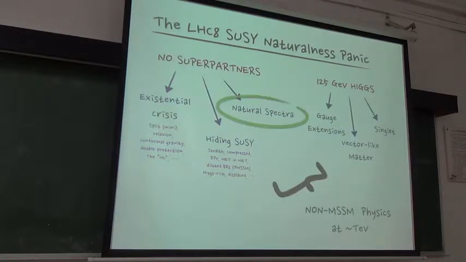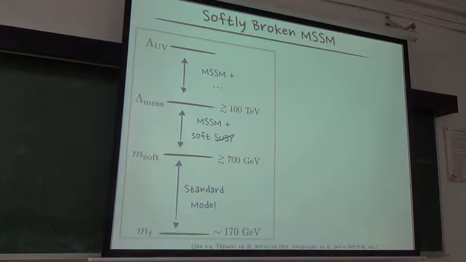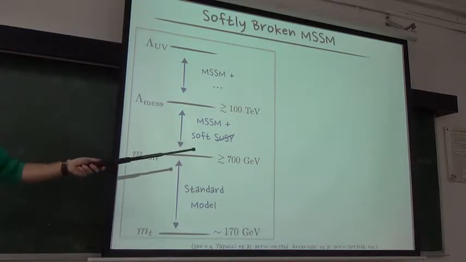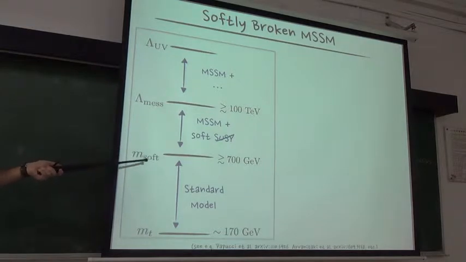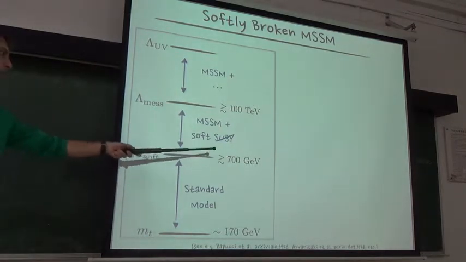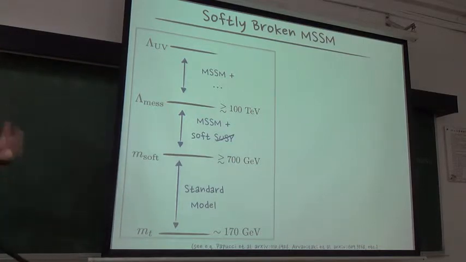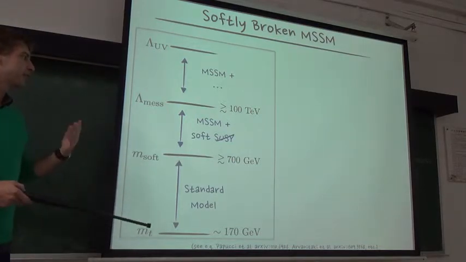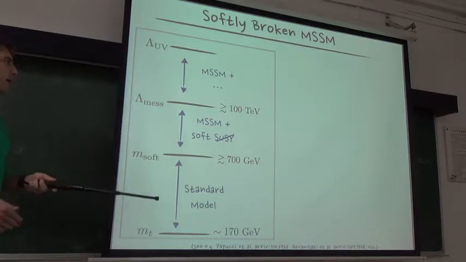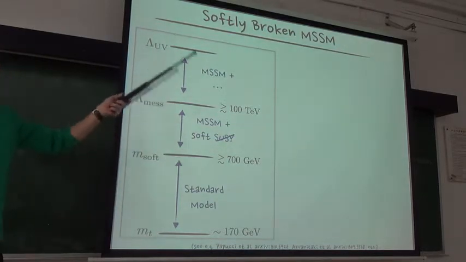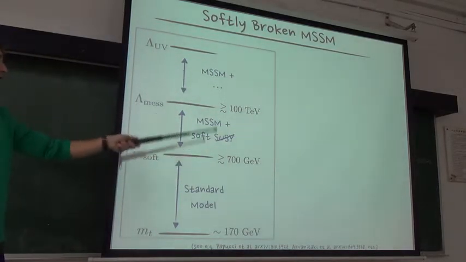Okay, so let me just go a little bit deeper into this idea of the natural spectrum. The general picture for supersymmetry is that I introduce all these extra states, these superpartners of the standard model particles, at a scale that I'll call the soft SUSY breaking scale. And the experimental limit is saying this needs to be greater than about 700 GeV. And then the motivation for doing this is that I'm protected from any quadratic sensitivity to any new physics scales anywhere above the soft scale.